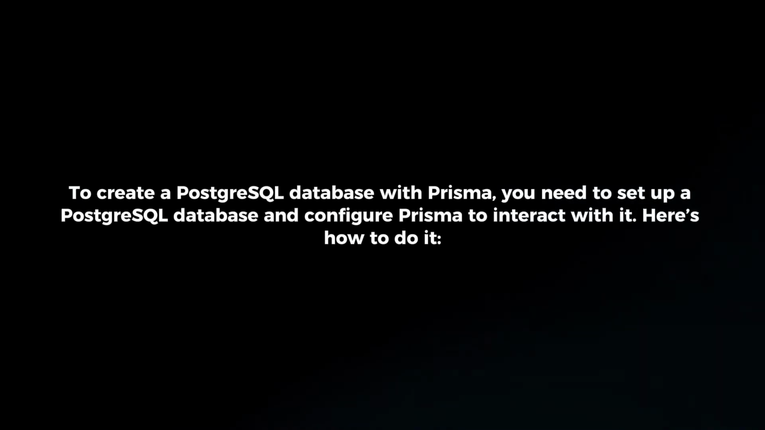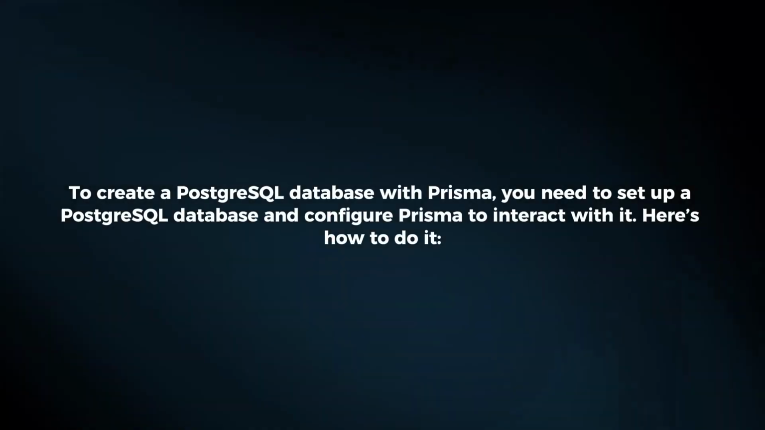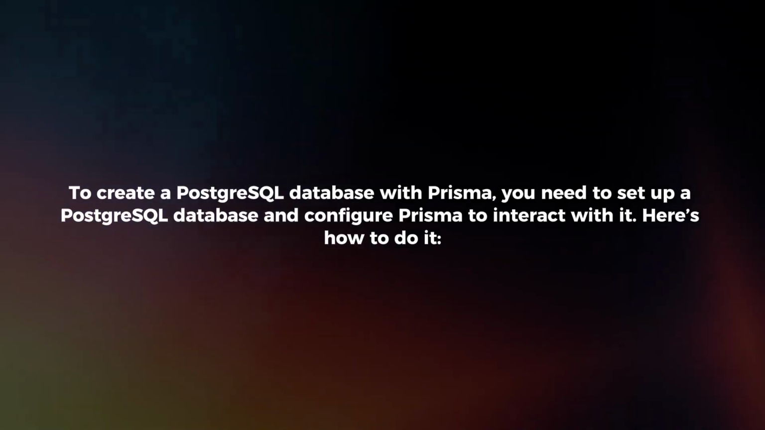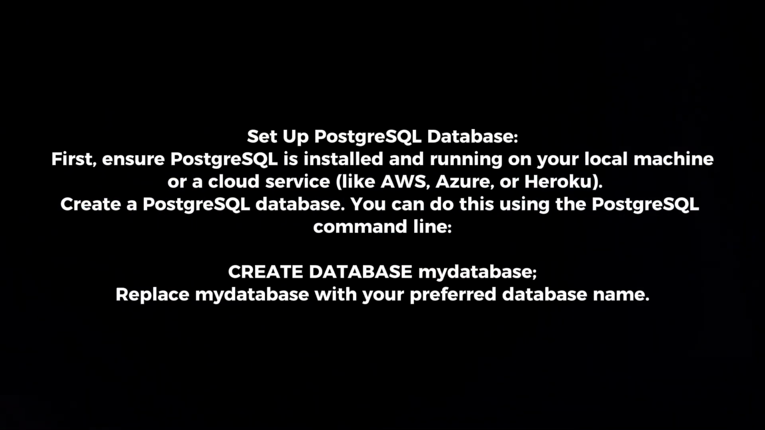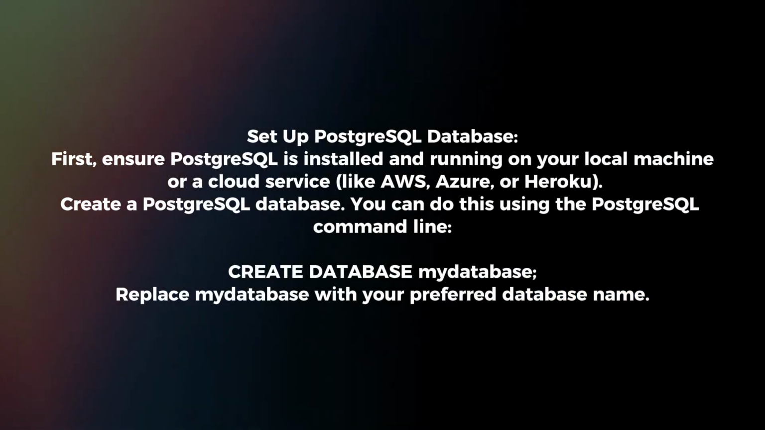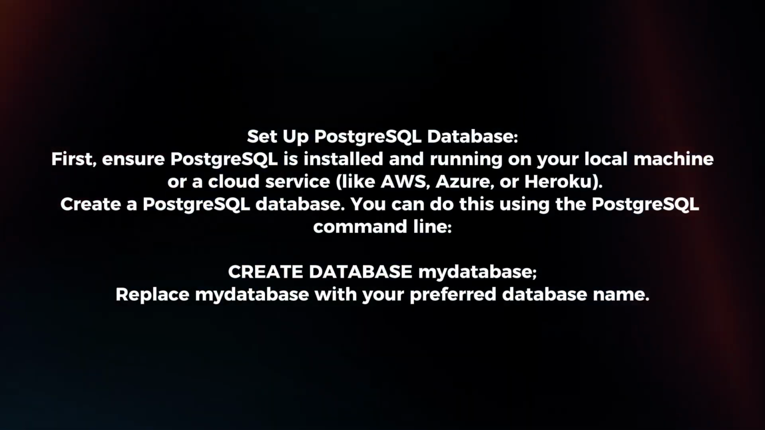To create a PostgreSQL database with Prisma, you need to set up a PostgreSQL database and configure Prisma to interact with it. Here's how to do it. Set up PostgreSQL database. First, ensure PostgreSQL is installed and running on your local machine or a cloud service.